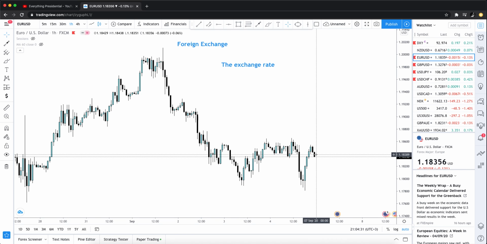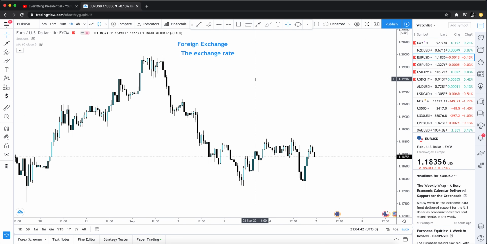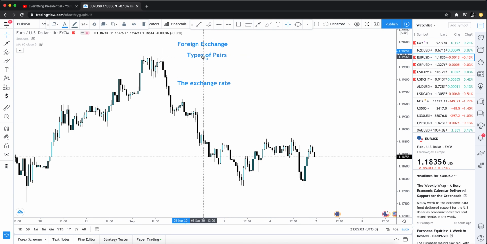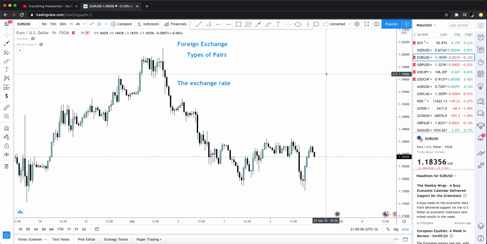Right now the current exchange rate of euro US dollar is 1.18356. Now, what does the exchange rate mean? Before we talk about the exchange rate, I think we should talk about types of pairs. So before we get into the exchange rate, let me talk about the types of pairs real quick. We have three types of pairs: the major pairs, the minor pairs, and then the exotics.